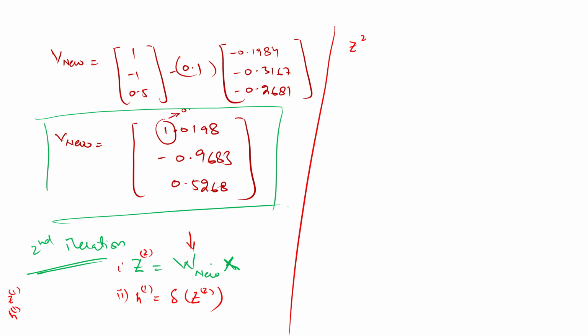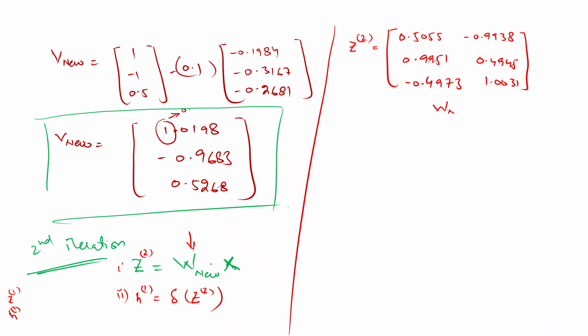So iteration number 2, linear combination. So what is my value for W new? So this is 0.5055 minus 0.9938, 0.9951, 0.4945, minus 0.4973, 1.031. So this is the new weight.